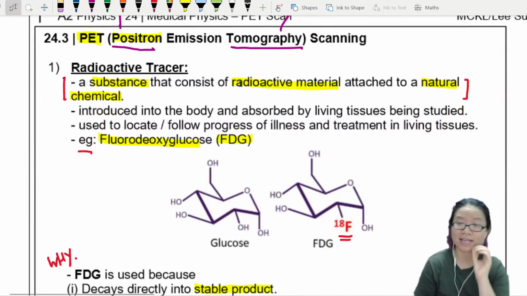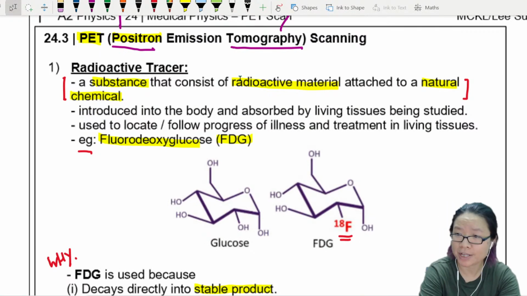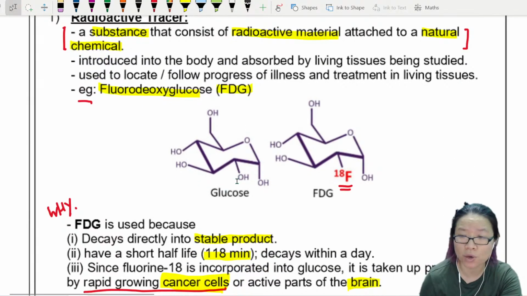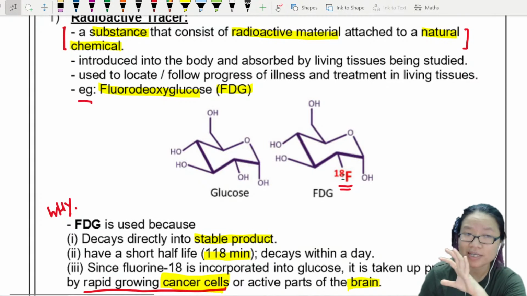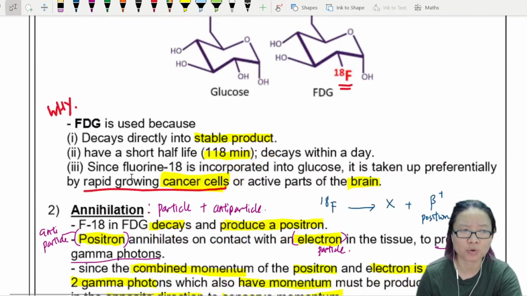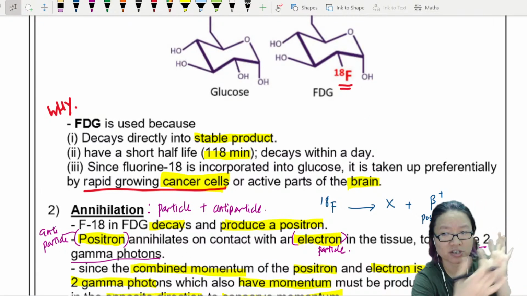So what have we learned so far? Before we can start the scanning, we need to introduce a radioactive tracer into your body. The way we create a radioactive tracer is to substitute one of these OH groups. Basically, we take a compound that your body is very familiar with, and then we replace it with a radioactive element. Your body cannot tell the difference, and will absorb it. Cancer cells cannot tell the difference, and will absorb it. And cancer cells will absorb more than usual because they grow and multiply very fast, so they need more glucose. This is why in a PET scan, the cancer cells glow like a Christmas tree. Very bright.